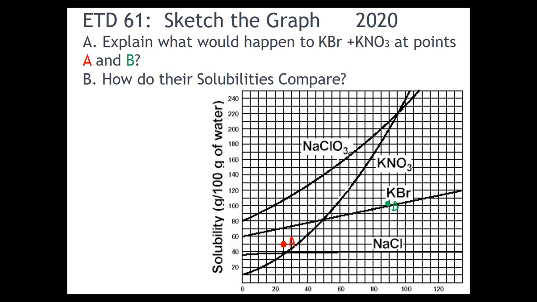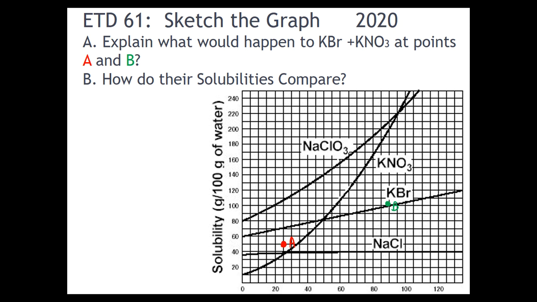Welcome to ETD 61. Our main goal today is to be able to read solubility graphs and understand how those charts tell us about what's going on in the solution. So I've got points A and B on my solubility chart here, and you can see that there's lots of solutions, 4 different solutes that are available, but all we care about today is potassium bromide and potassium nitrate.